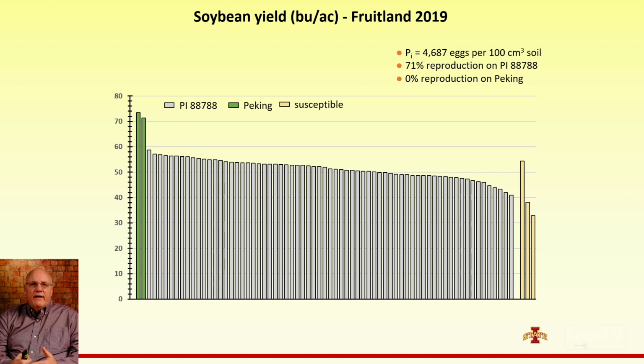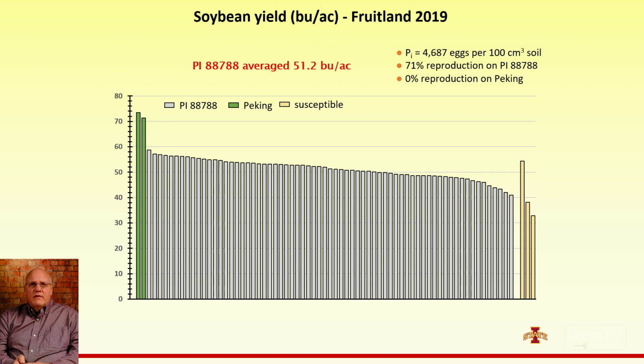So that loss of effectiveness of 88788 resistance has real consequences for farmers. So here are variety trial data from an experiment we did in southeast Iowa in 2019. And in that experiment, there were 3 susceptible soybean varieties. There were 2 Peking varieties on the left in green, and all the gray varieties in the middle had PI 88788 resistance. And what is shown on this bar graph is the yield of those varieties.